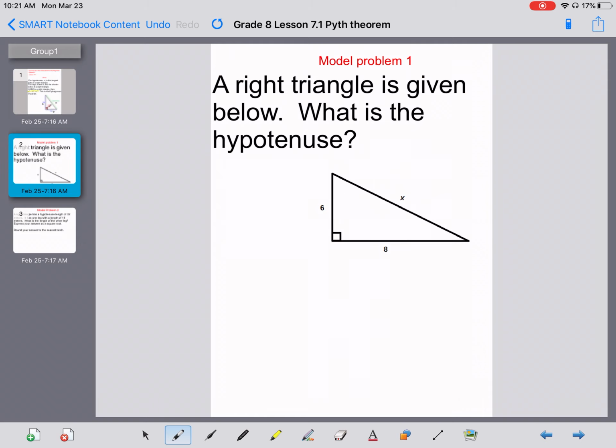A right triangle is given below. What is the hypotenuse? Take a second to copy down the question and a picture of the triangle as well.